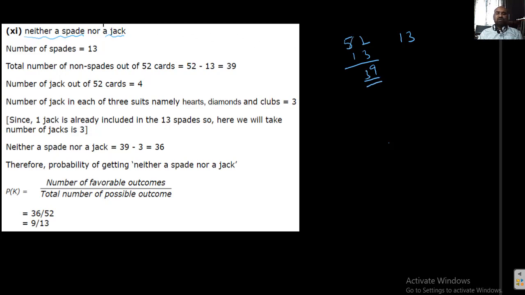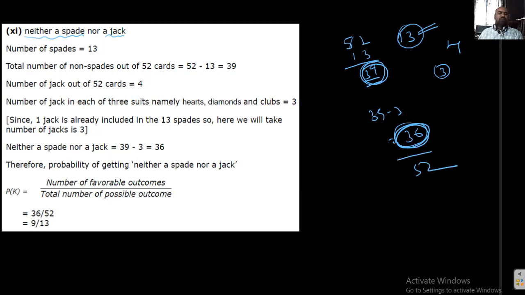Nor a jack also. So in these 39, actually jacks are 4, but already in the 13 one jack is counted. So now in these 39 we have 3 jacks, those should be subtracted. So 39 minus 3, that is equal to 36. Therefore 36 are favorable cards by total cards 52. The required probability is 36 by 52 or 9 by 13.